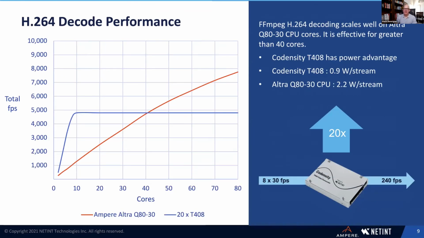So I think it's really easy to see why the combination of an ASIC dedicated to the video encoding and transcoding function running on an ARM-based server is super, super compelling. So, let's get into the data.